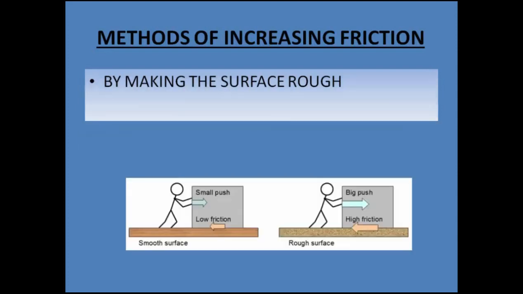What happens when we make the surface rough? As we have studied earlier, if a person is trying to move an object over a smooth surface, then the force of friction is less over a smooth surface. Whereas over a rough surface, the force of friction is very large, and thus it is difficult to move an object. So if we want to increase the friction, we need to increase the force of friction and hence use a rough surface rather than a smooth surface.